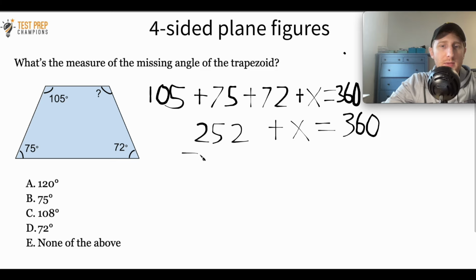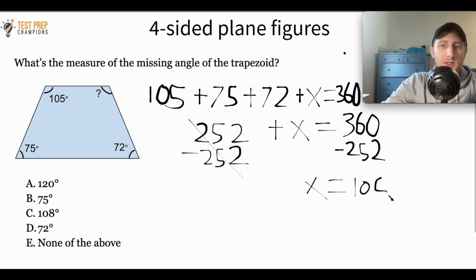And now I'm going to subtract 252 from both sides. The reason I'm doing this is because I've got positive 252. If I subtract 252 from that, these will cancel out, leaving me with just x. And whatever I do to one side, I also have to do to the other side as well. And if I do that, I'll see that the answer is 108 degrees. So x equals 108 degrees. C is correct.